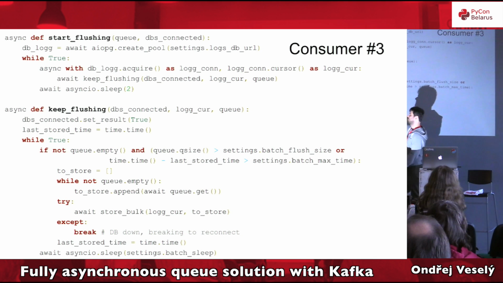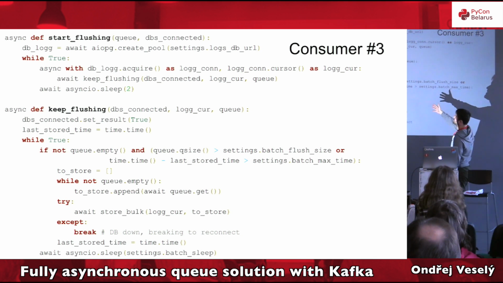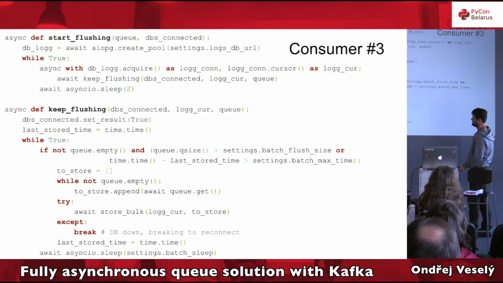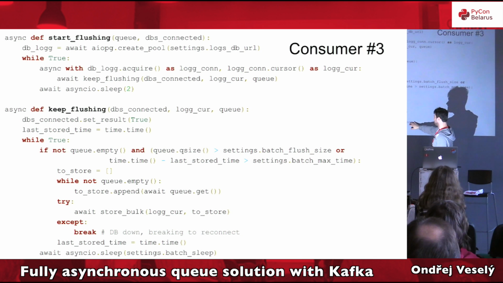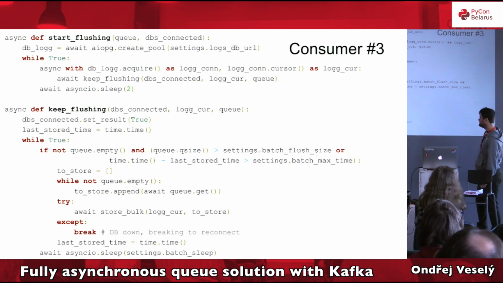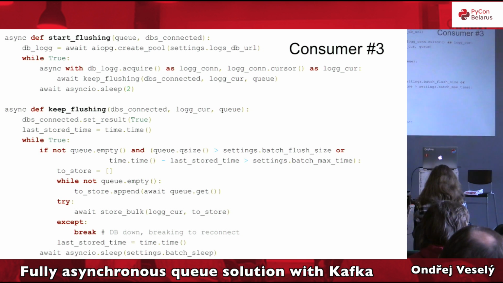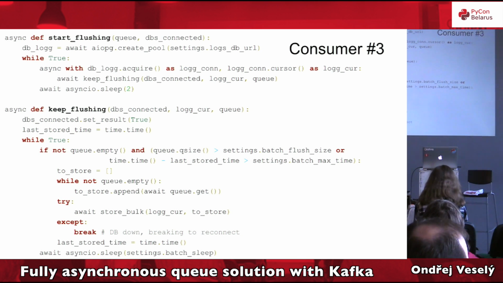And I bulk store it into Postgres. It's just a multi-insert. It's basically just taking the queue and putting it into Postgres. There is just one thing, an exception. When the database is down, it will just finish this while cycle, and it will be run again. So the database will be reconnected, and it will try to store it again.